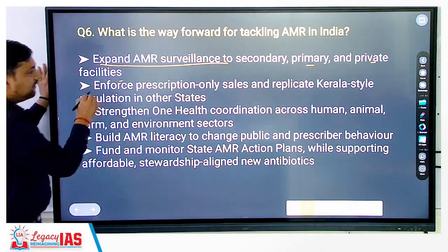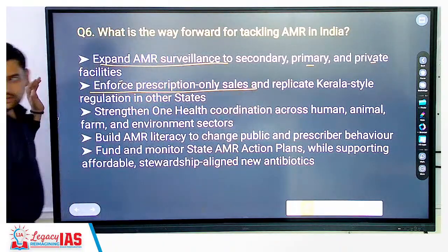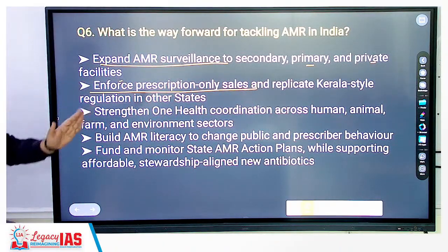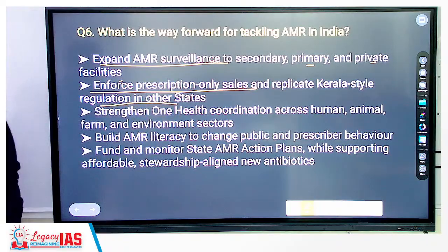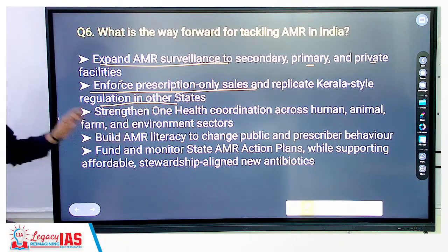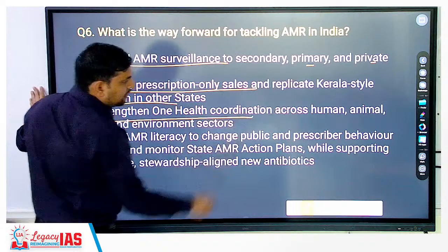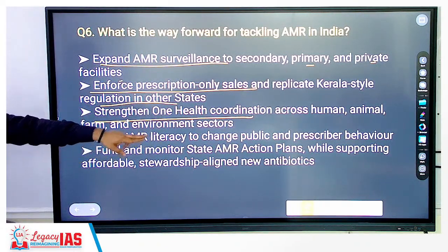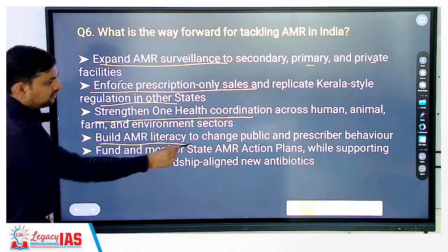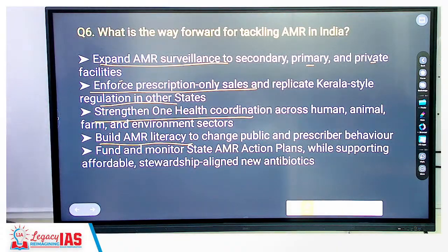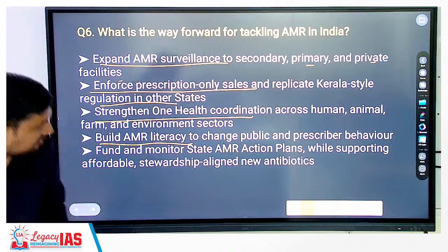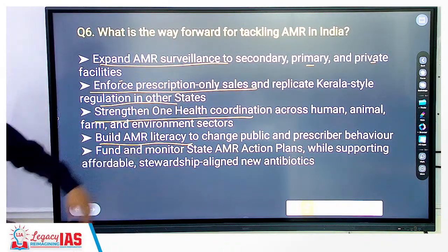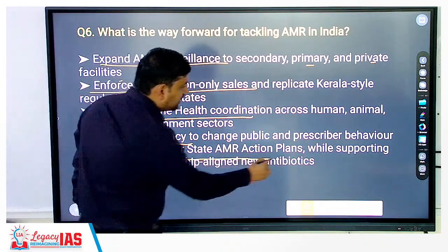Then enforce prescription only sales. Okay, replicate Kerala style regulation in other states. Then strengthen One Health coordination. Okay, then build AMR literacy to change public and prescriber behavior. Then fund and monitor state AMR action plans.